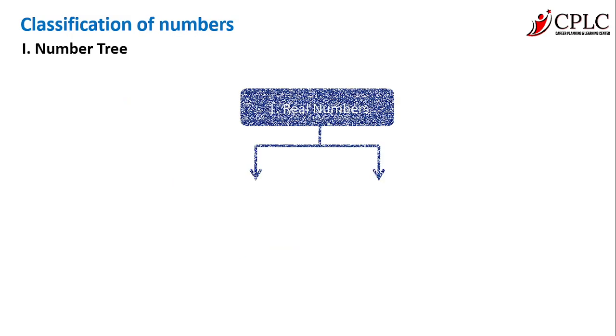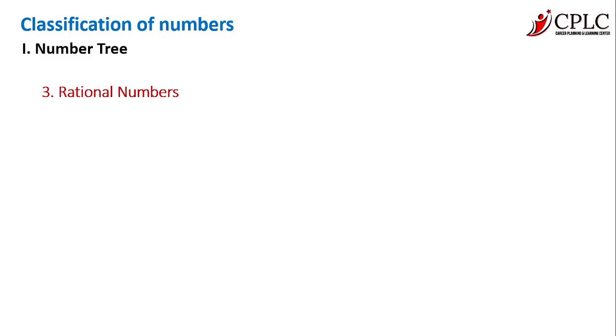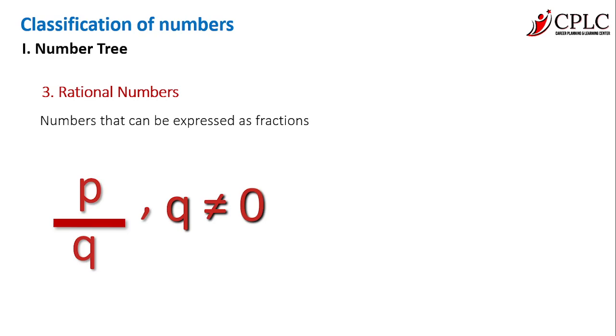Real numbers are further classified into two types: rational numbers and irrational numbers. Now, what are they? Rational numbers are all the numbers that you can express as a fraction, which has one numerator and one denominator. All such numbers can be called rational numbers. Obviously, one condition: the denominator, for example q, should not be equal to 0, because if the denominator becomes 0, then the value becomes infinity, which is not possible. So any number which can be represented as a fraction is called a rational number.